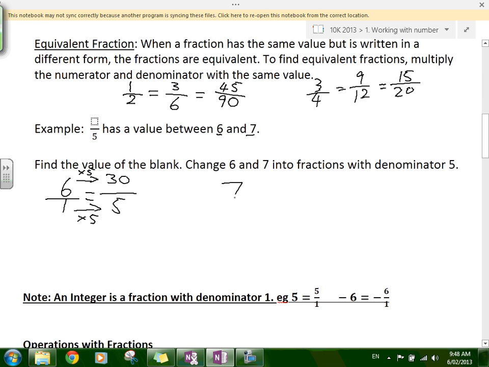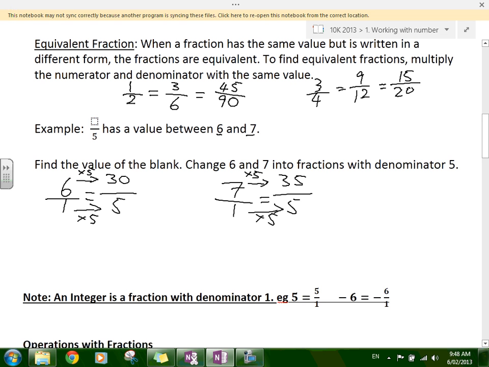Now, we can also do this with the 7. So 7 is equal to 7 over 1. How do we make this into a fraction with denominator 5? Right? How do you get from 1 to 5? You need 1 by 5. Yeah? So what do we have to do with the numerator? Okay, so what are we going to end up with? 7 5s are 35. So what we're saying is 6 is equal to 30 over 5, 7 is equal to 35 over 5.